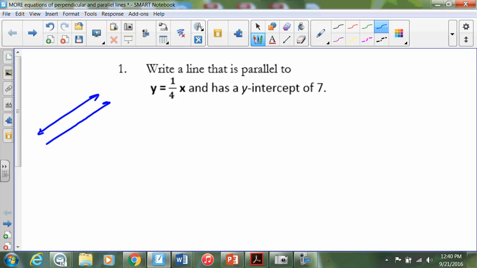The first thing we want to remind ourselves is that if we draw two lines that are parallel, we see that they'll never meet. And the reason why they will never meet is because they have the exact same slope. And so we know parallel lines have the same slope.